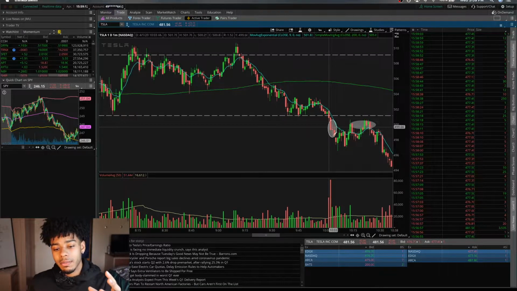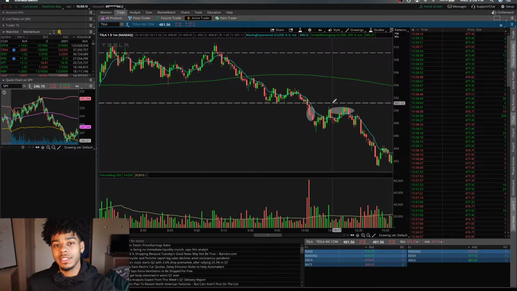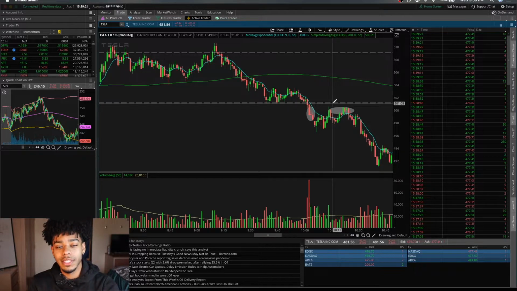You're not going to want to chase the move. You're going to want to give it time so that you can get a better entry. And after it finally chooses its direction, you can use that old support as a resistance. And that's one thing you guys are going to want to learn, is that sometimes, not all the time, but sometimes old supports will turn into new resistance and vice versa.